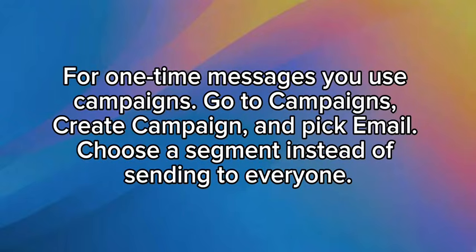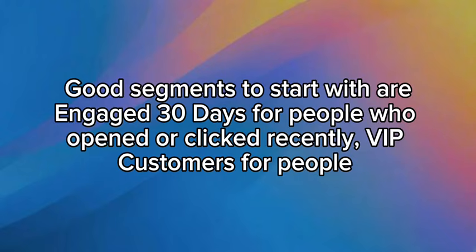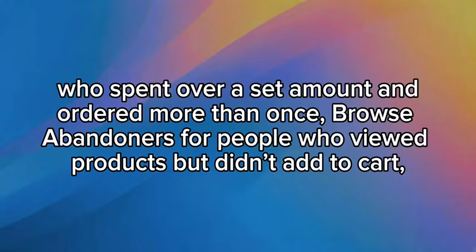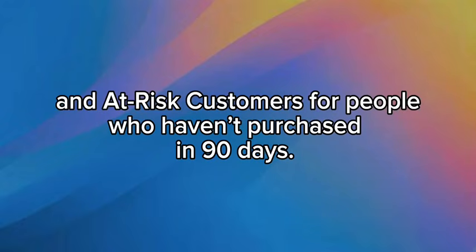For one-time messages, you use campaigns. Go to Campaigns, create campaign, and pick email. Choose a segment instead of sending to everyone. Good segments to start with are Engaged 30 days for people who opened or clicked recently, VIP customers for people who spent over a set amount and ordered more than once, browse abandoners for people who viewed products but didn't add to cart, and at-risk customers for people who haven't purchased in 90 days.